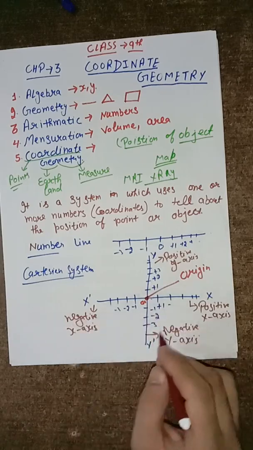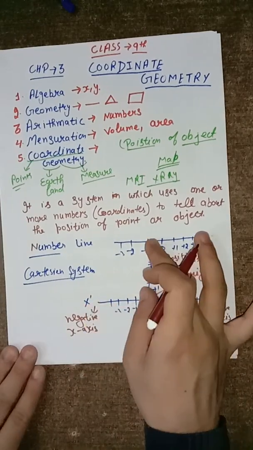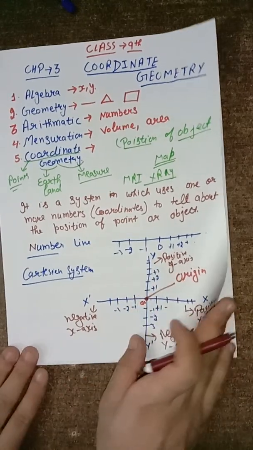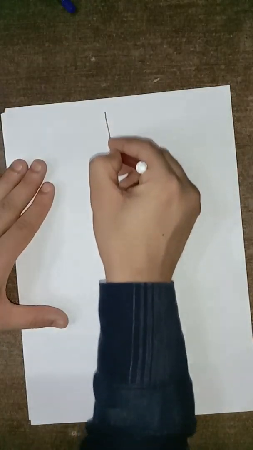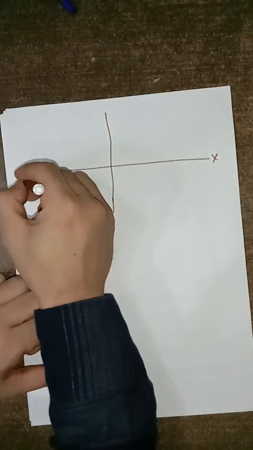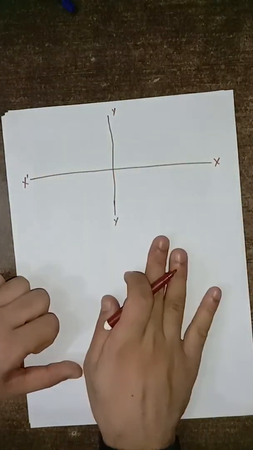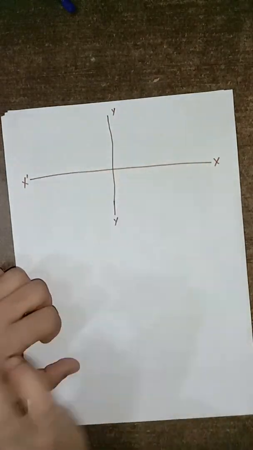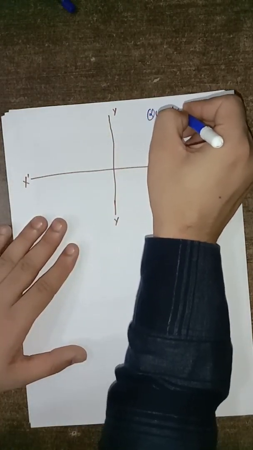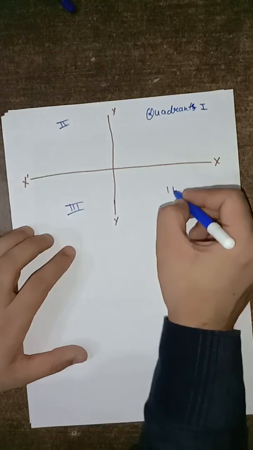Now these are called coordinate axes. X-axis and y-axis are called coordinate axes. Coordinate axes divide the plane into four parts which are called quadrants. If this is my x-axis and this is y-axis, then these coordinate axes divide this plane into four parts, that is first part, second part, third part and fourth part, and these parts are called quadrants. Then this will be quadrant first, second, third, fourth.